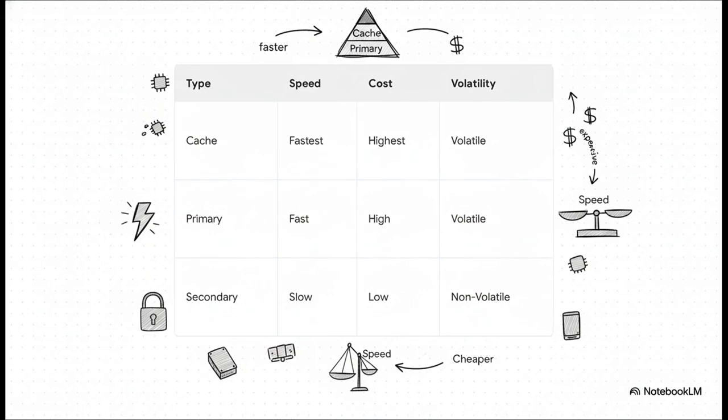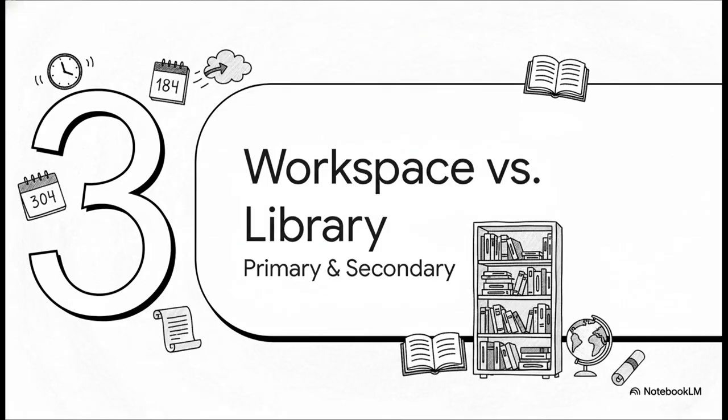And it all comes down to a really fundamental trade-off. As you go up this memory pyramid, things get way, way faster, but they also get way more expensive and a lot smaller. You just can't have it all in one package. So computers use a mix, the fastest, most expensive stuff for immediate tasks, and the slower, cheaper stuff for long-term storage.